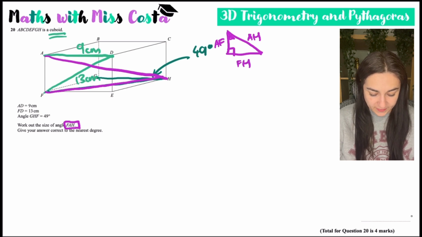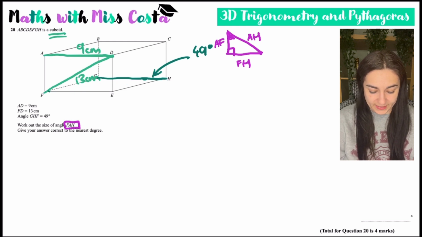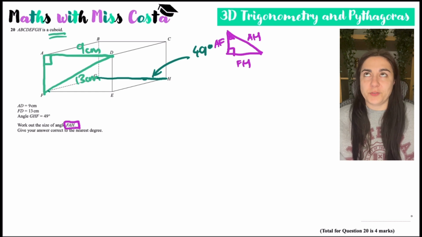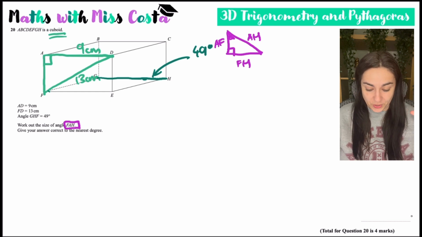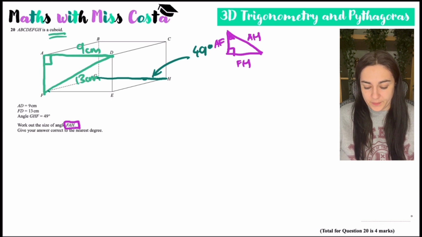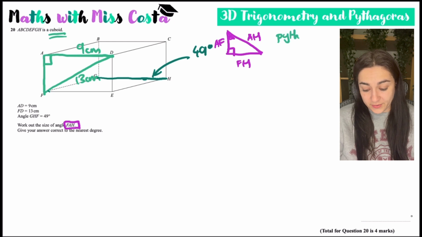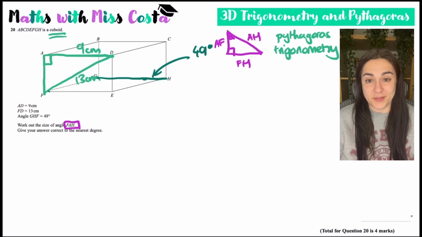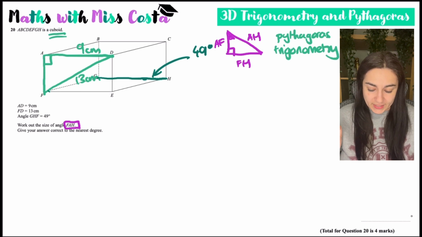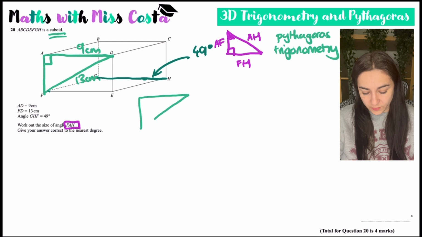Now, let's look at the information that we've been given. So let's start with this. We've got two sides of a right angle triangle. So actually, just really quickly, when you've got a question like this, you know you're going to be using Pythagoras probably and trigonometry. And you're not just going to use trigonometry once, you're probably going to be using it twice. So let's just look at what we can work out. We've got this triangle here. It's a right angle triangle.